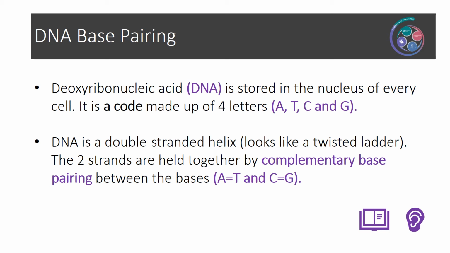DNA is a double-stranded helix, which looks like a twisted ladder or staircase. The 2 strands are held together by complementary base pairing between the bases. What this means is A will always bind with T and T with A, and C will always bind with G and G with C. This is key to answering the numeracy skills based on DNA. Again, this was a read-only slide, but feel free to take down any additional information that you will find helpful.